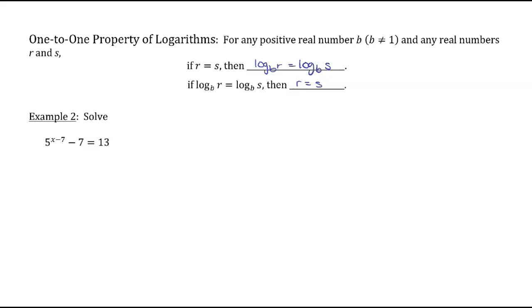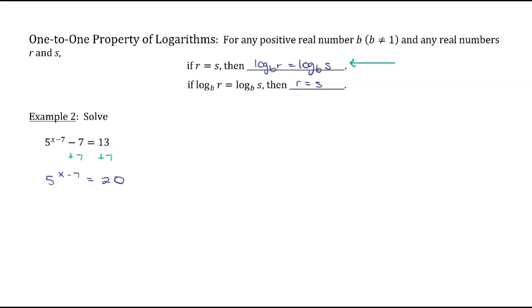Here we have 5 raised to the exponent of x minus 7 equals 13. Let's start by adding 7 to both sides of this equation. This will give us 5 raised to the exponent of x minus 7 equals 20. Not only can I not write 20 as a power of 5, I can't write 5 and 20 as an exponent with the same base. So we'll use the one-to-one property of logarithms, specifically the first line.